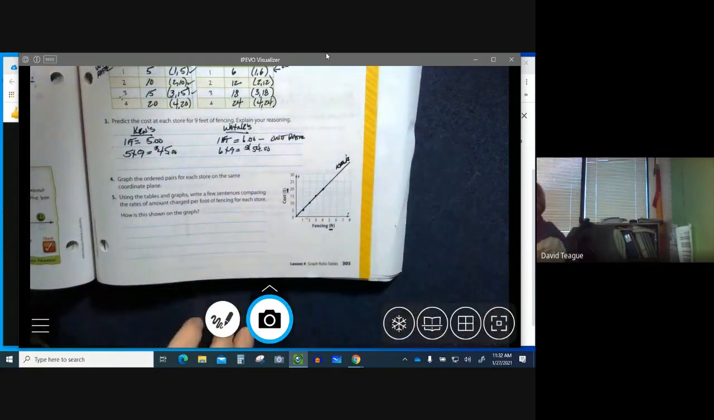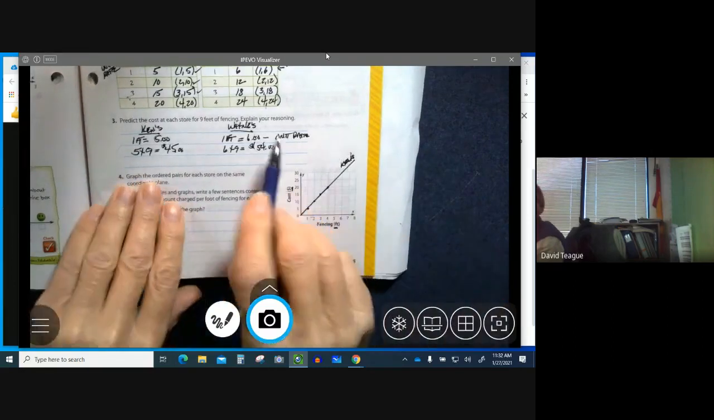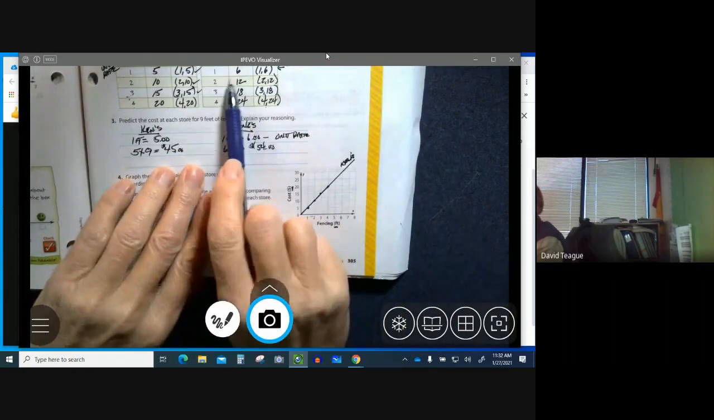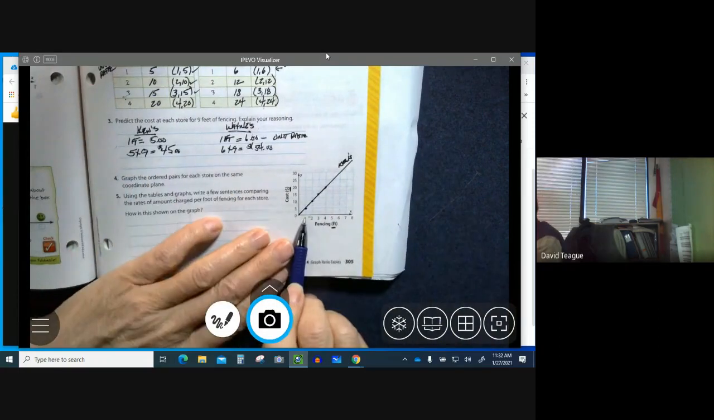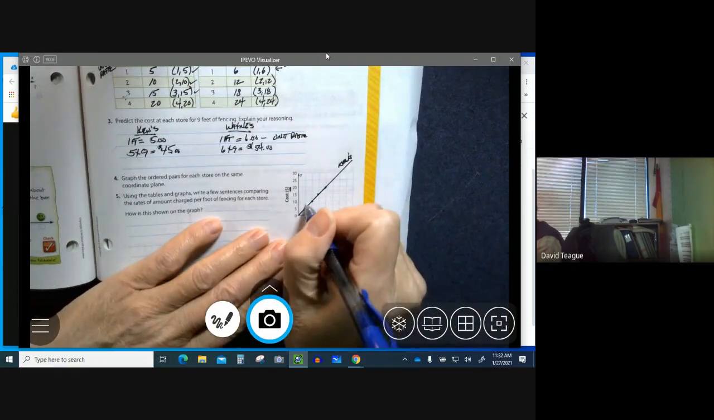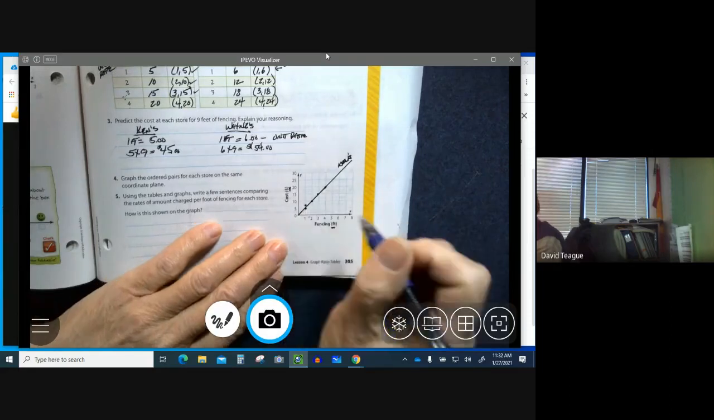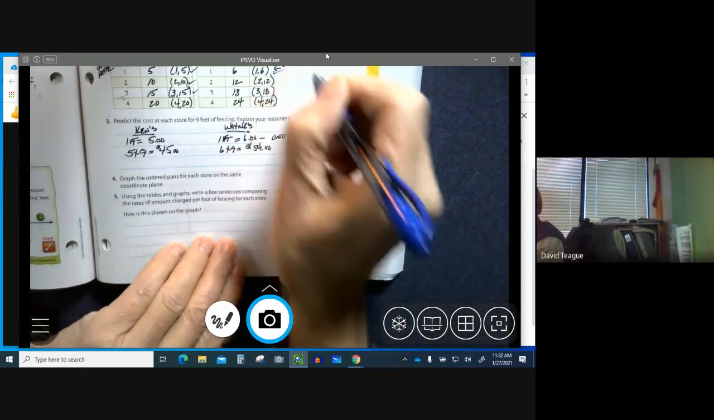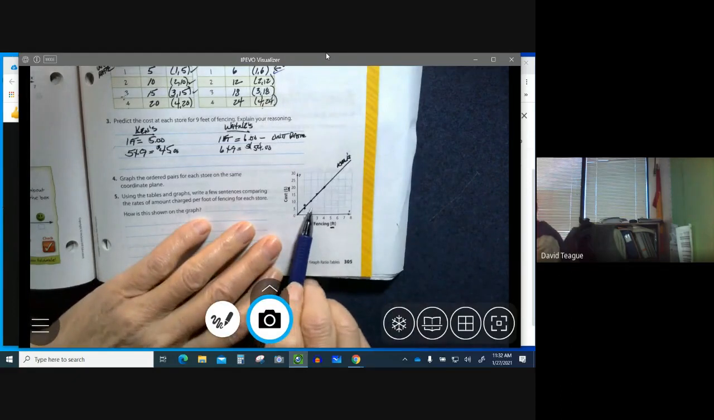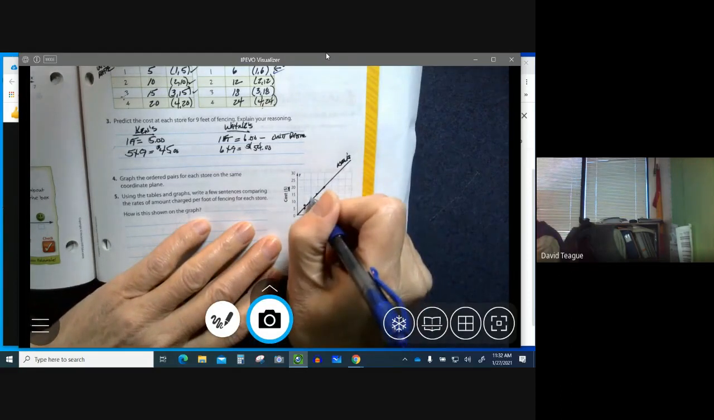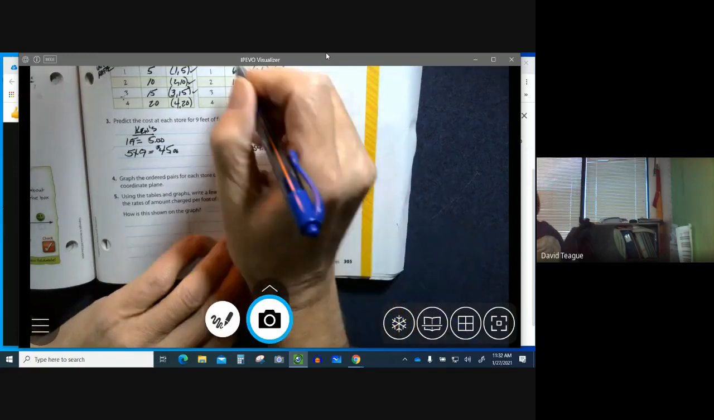Okay. So now let's go ahead and plot the points for Wayne's. So our first ordered pair is 1, 6. So we're going to go over to 1 and go up to 6, which is going to be a little bit above 5. So we have that one. Then we have 2, 12. We'll go over to 2, go up to 12. That's going to be right about there.